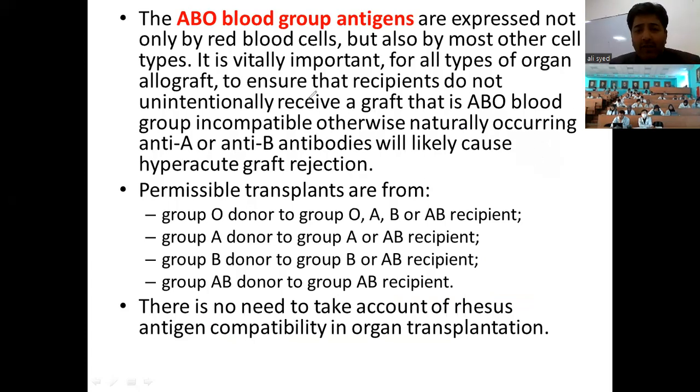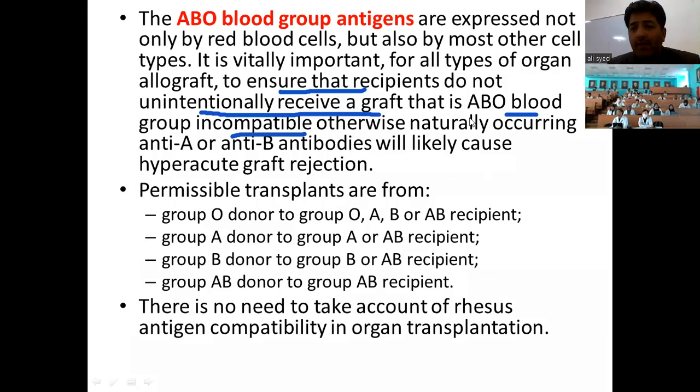So what you are going to do, see here, is ensure that the recipients do not unintentionally receive a graft that is ABO blood group incompatible. If ABO blood groups are incompatible, it can also cause graft rejection in the patient. Permissible transplants are from group O donor to group O, A, B and AB recipient, group A donor to group A or AB recipient, group B donor to group B or AB recipient, or group AB donor only to group AB recipients.